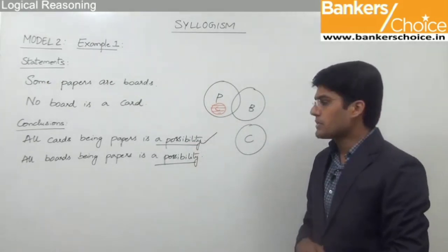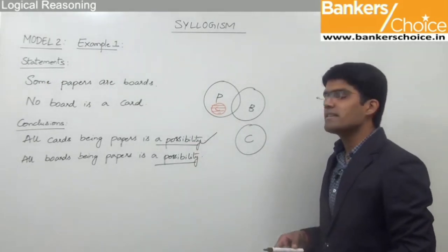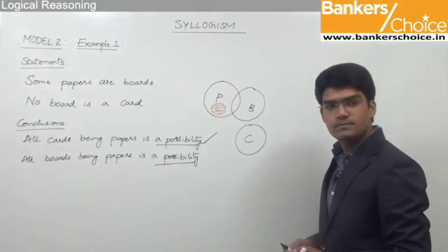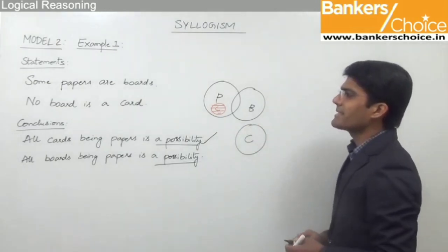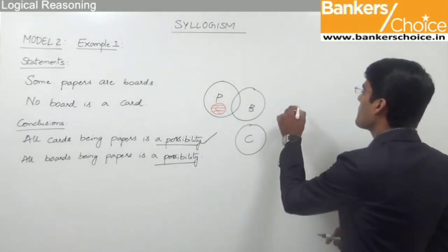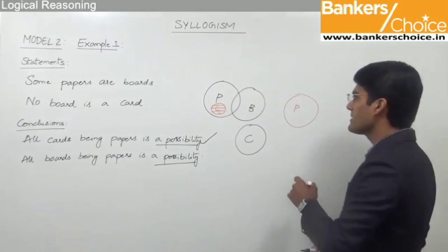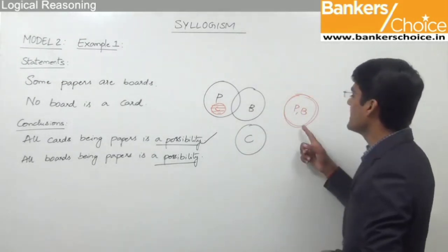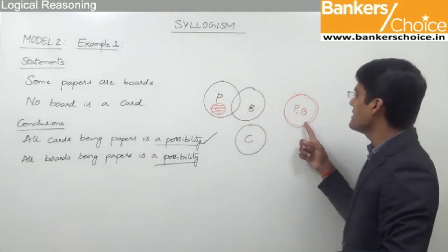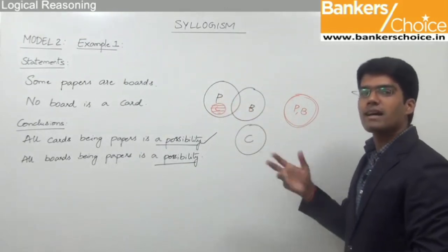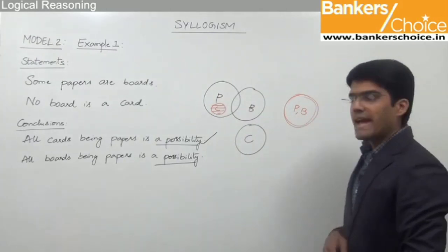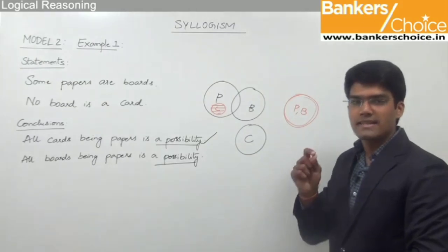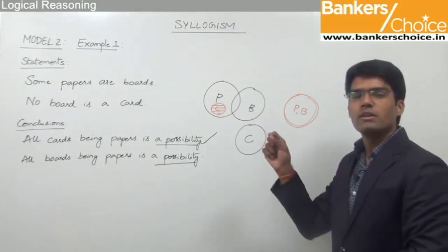Let us now look at the second conclusion. All boards being papers is a possibility. So we need to find out whether all boards can be papers or not. Now, if you look at the given statement here, some papers are boards. Now, if we try to draw papers and boards as shown here, these are the papers and the same circle represents the boards. Remember, we have learned that the second diagram which is possible for some A's are B's is as shown here, where all the A's are B's or all the papers are boards as they are represented by the same circle. The point which we need to recollect here is that some starts from at least one and it goes up to all.